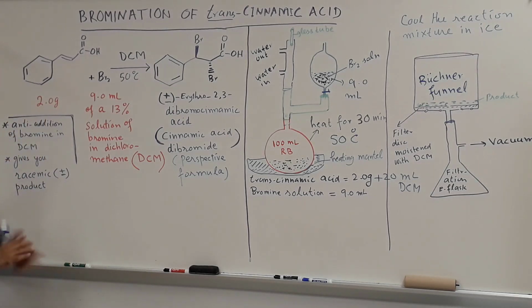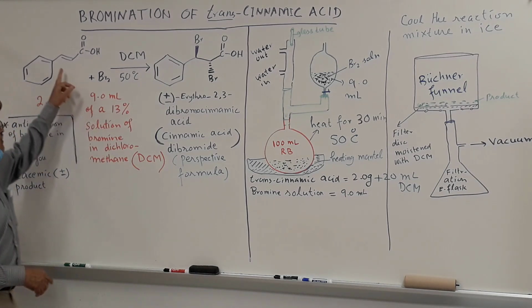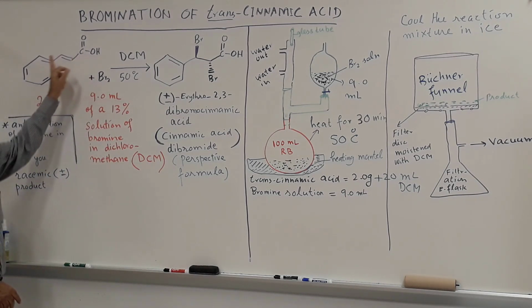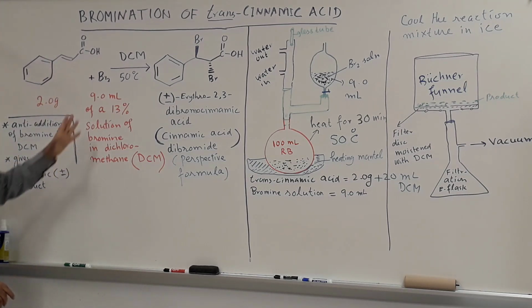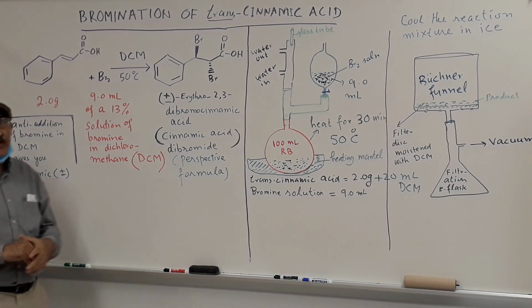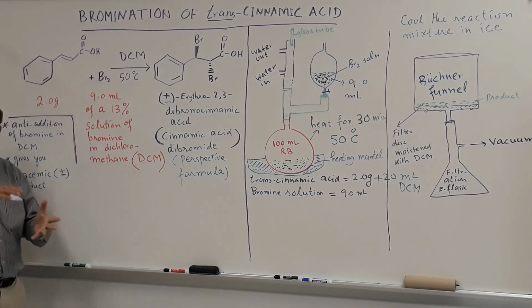Today's lab is a bromination of trans-cinnamic acid. Cinnamic acid comes in two forms, trans and cis. Trans because the carboxyl group and phenyl group are trans around the double bond. So when you brominate it, you must have learned from your lecture that bromination occurs in the anti-fashion.